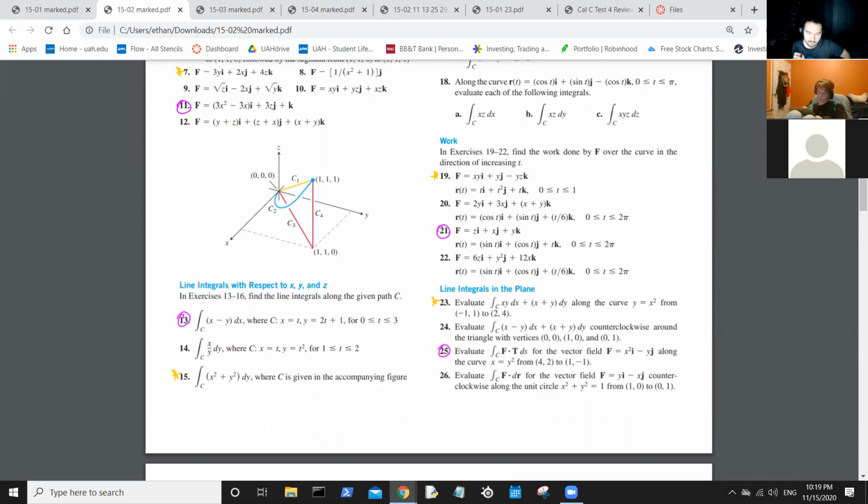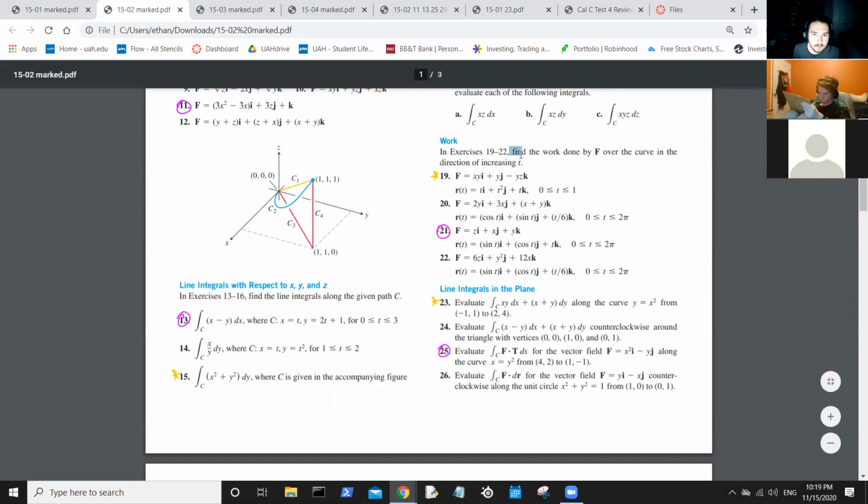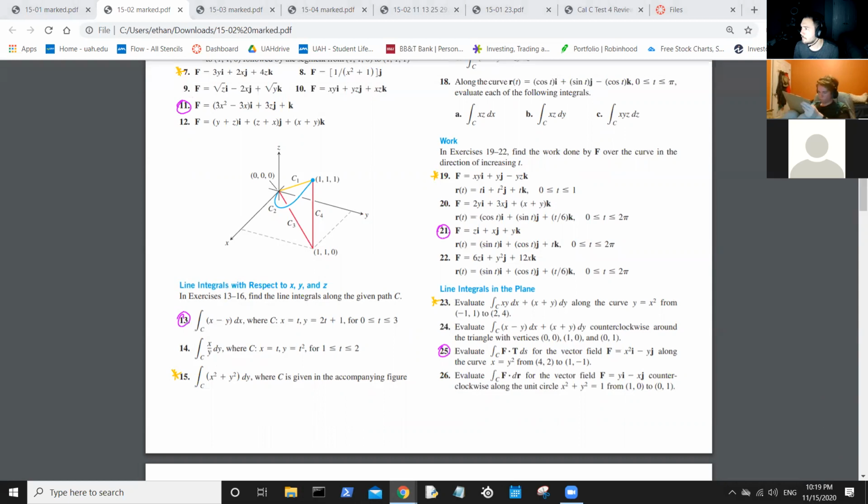No, but I'm trying to figure out how we get to negative pi here. We must be missing a step. Okay, so yeah, I don't think there's anything wrong with our algebra up to this point. I feel like somewhere there's got to be another step or an intermediate step that we didn't do. So let's see. Find the work done by f of the curve. Let's see if the internet has anything to say about this problem set.